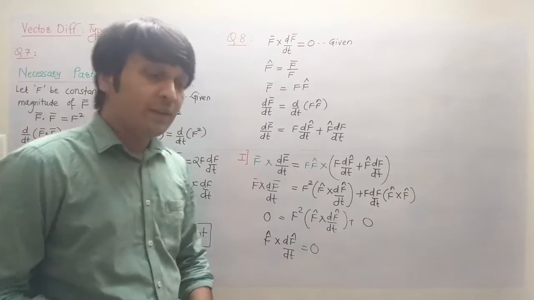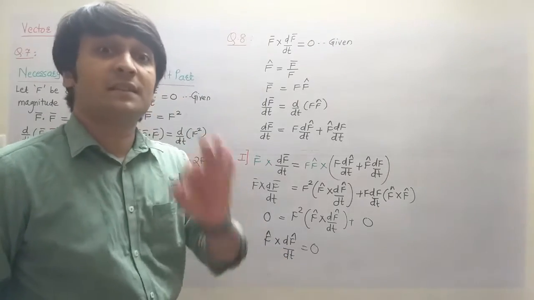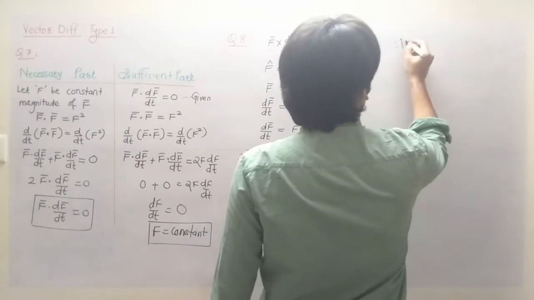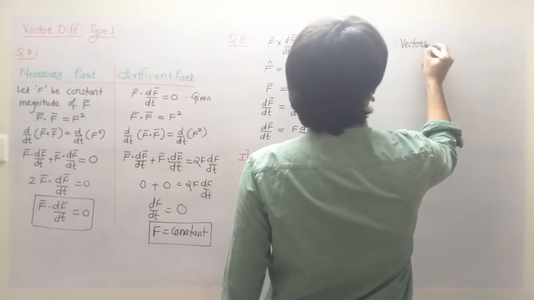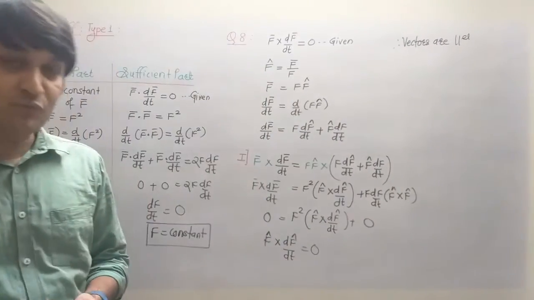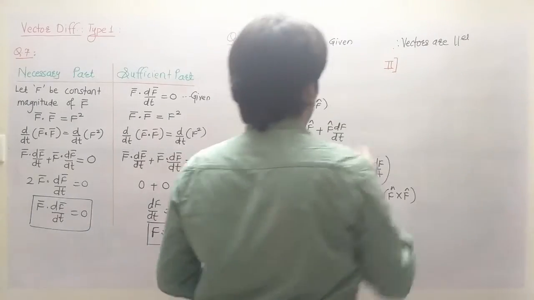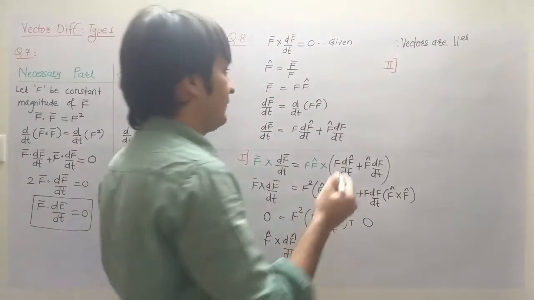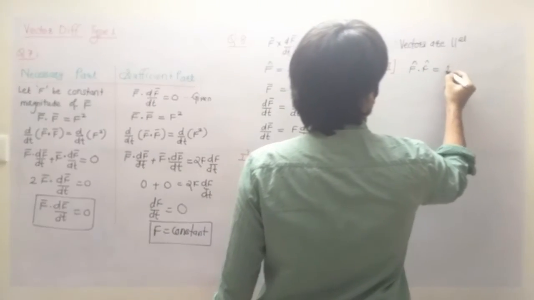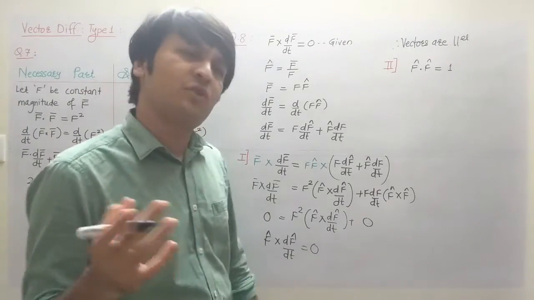If you remember, if cross product of vectors is 0, vectors are always parallel, correct? So vectors are parallel. Therefore, vectors are parallel, correct? Vectors are parallel. Now check second step. Second step is, now I will take, check this carefully, dot product. If you remember, f cap dot f cap is equal to 1. Correct? F cap dot f cap is equal to what? 1. Why? Unit vectors dot product.